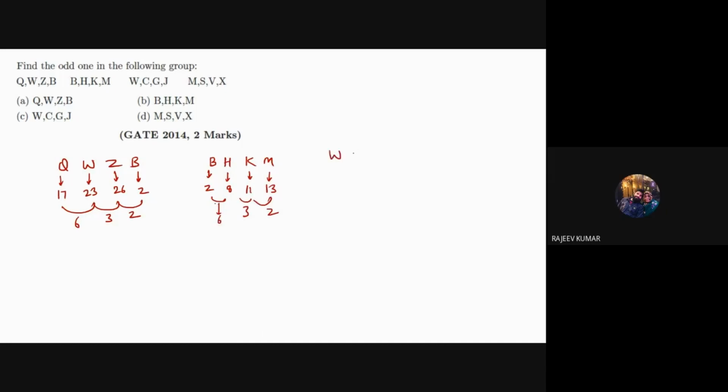Same. W, C, G, J. So W, 23, C, 3, G, 8, sorry, G, 7, and J, 10. 6 again, 4, 3. This is the change. So this will become the correct answer.